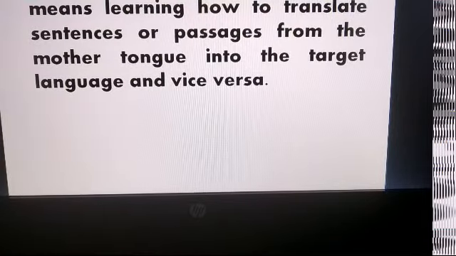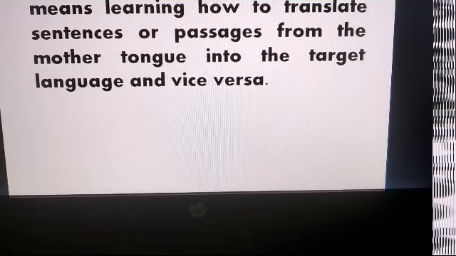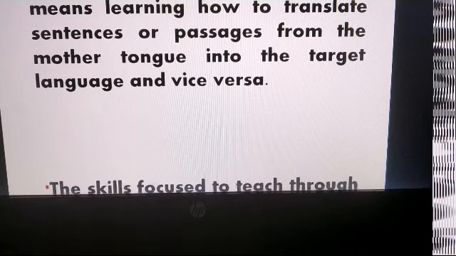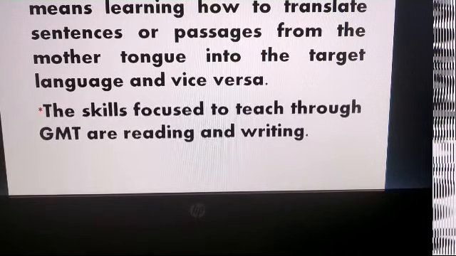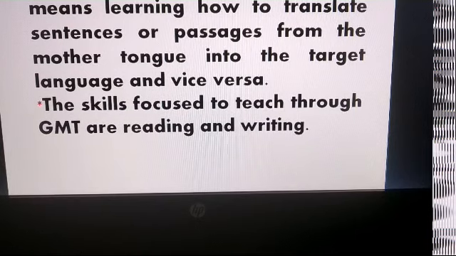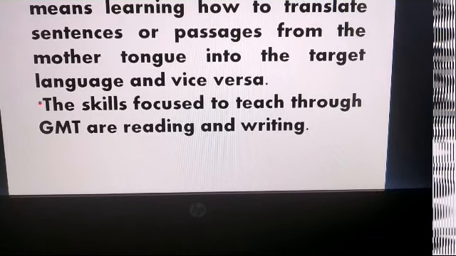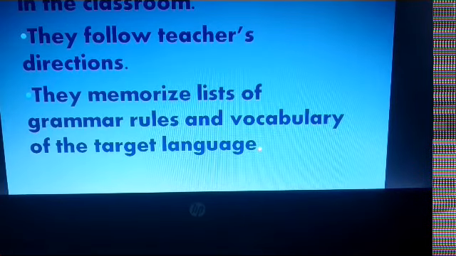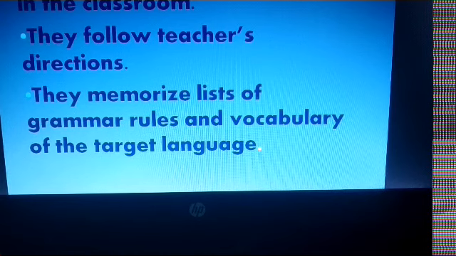Next, learning a foreign language means learning how to translate sentences or passages from the mother tongue into the target language and vice versa. The skills focused on in the grammar translation method are reading and writing. Here speaking and listening are not important. These are the roles a teacher has to play in the classroom. Now, the students' role.